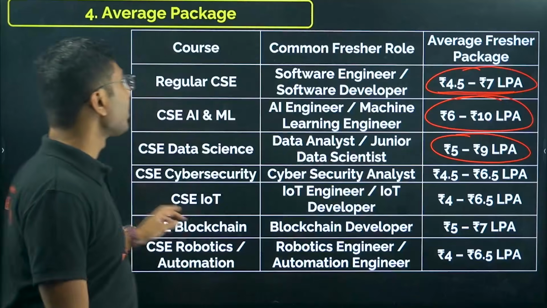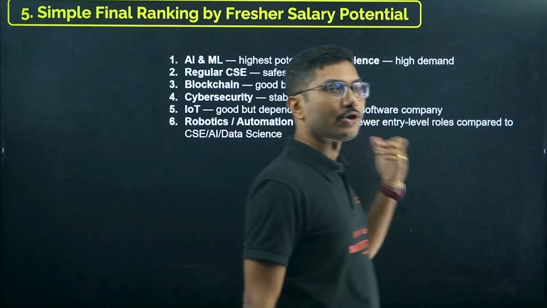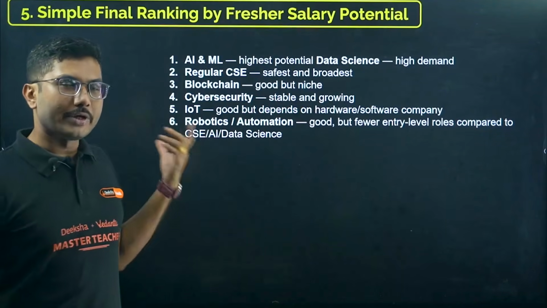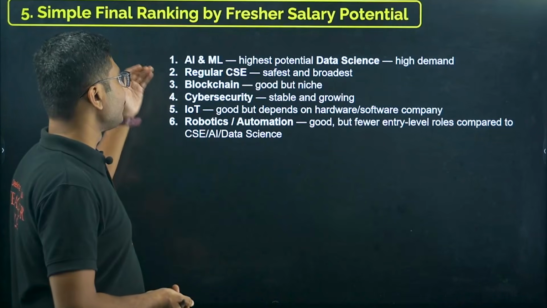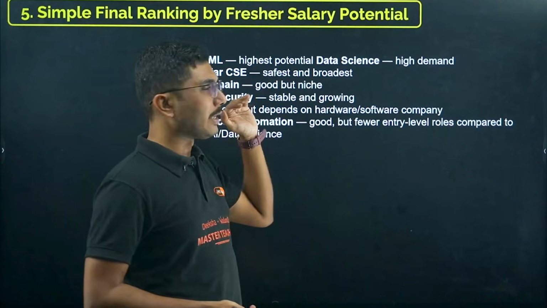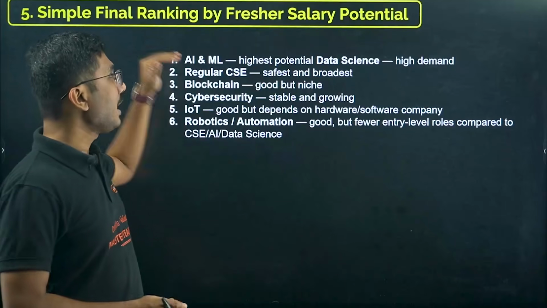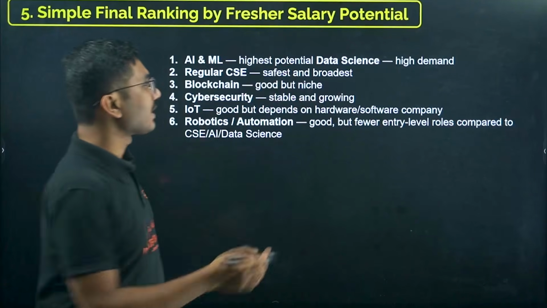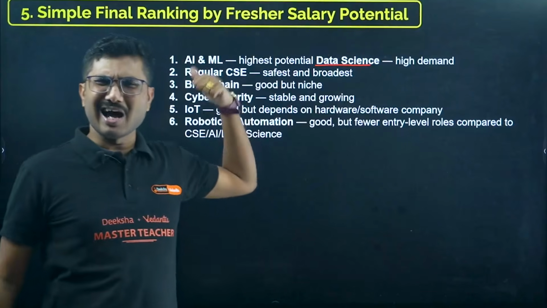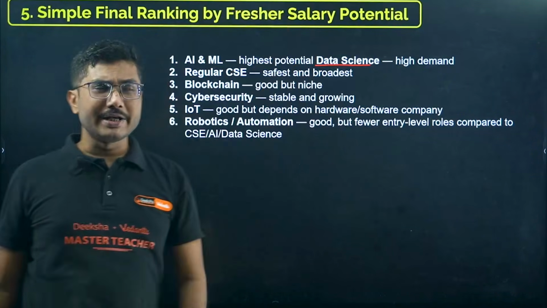Okay, now let's look into the final ranking and potential in terms of average salary when you are coming out as a fresher. So as you see, first is AI/ML. Right now, AI/ML is the most sought after specialization. Okay, highest potential. After that, data science. Okay, so AI/ML and data science are almost indistinguishable. Both are in high demand.